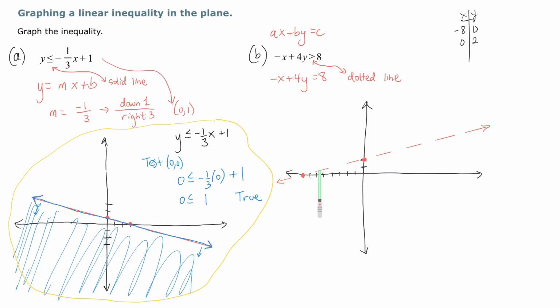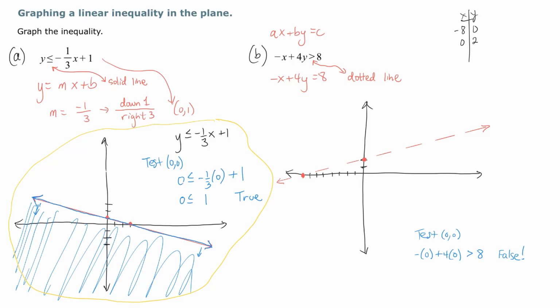We either are going to shade above the dotted line or below the dotted line. A convenient test point would be 0, 0. So why don't we test 0, 0, negative 0 plus 4 times 0 is greater than 8. True or false? Well, that's bogus. 0 is definitely not greater than 8.